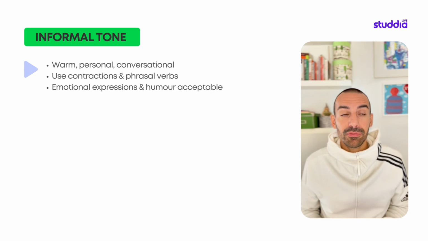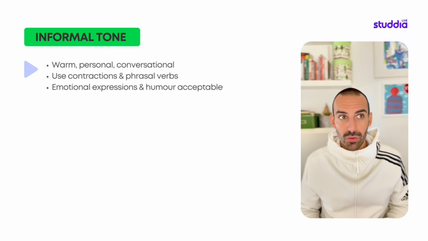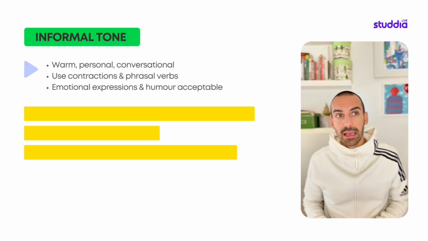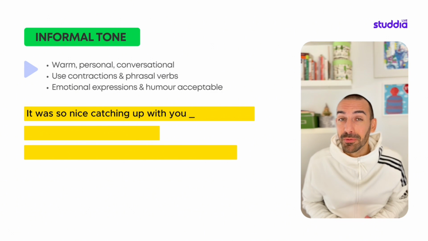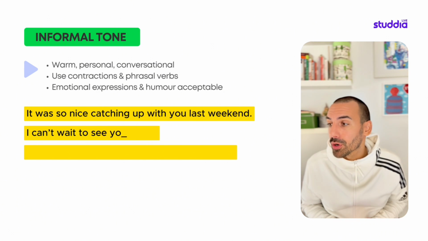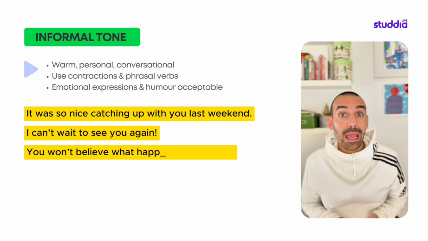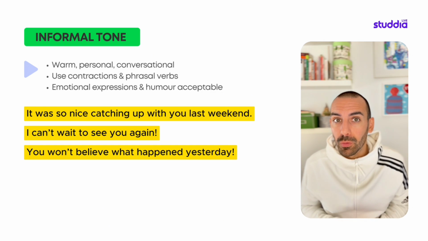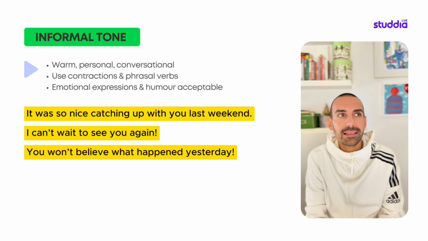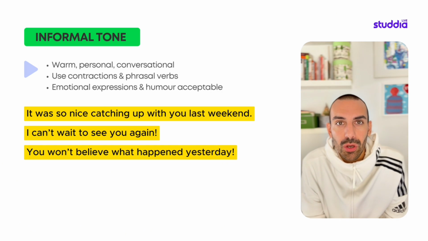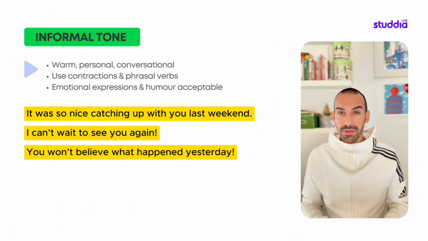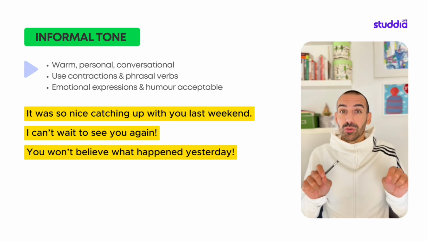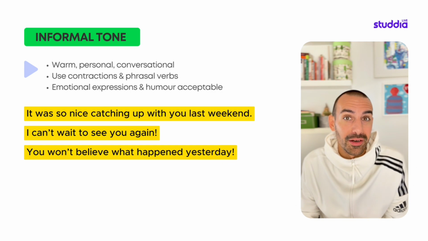In informal letters, you can also show emotion and personality. So you can say things like, it was so nice catching up with you last weekend, or I can't wait to see you again, or even you won't believe what happened yesterday. That's the kind of tone that creates warmth and connection, which is exactly what you want in an informal letter.